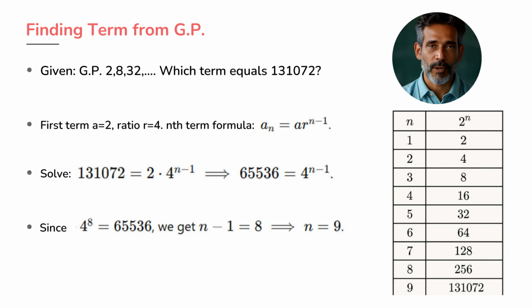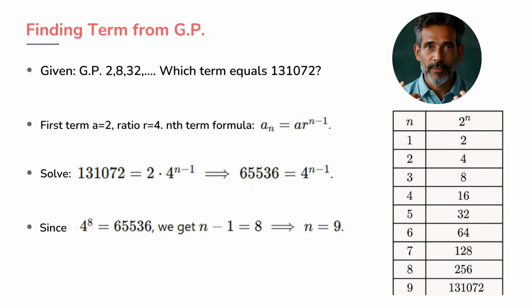Let's flex our problem-solving muscles with a worked example. We have the GP 2, 8, 32, and so on. Which term equals 1,31,072? Step 1. Identify. First term equals 2, ratio r equals 4. Formula: a sub n equals ar to the power n minus 1.